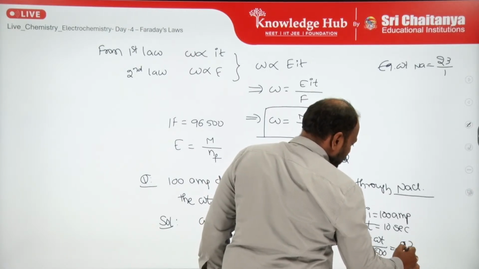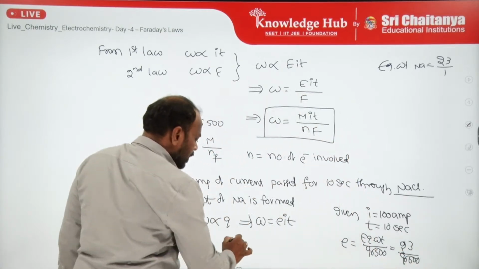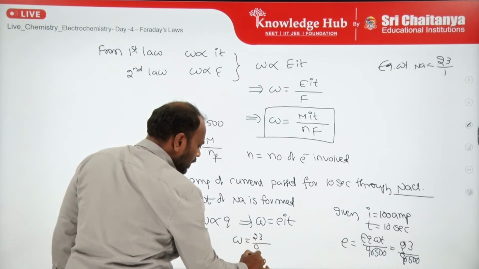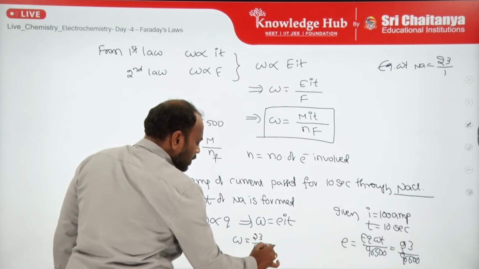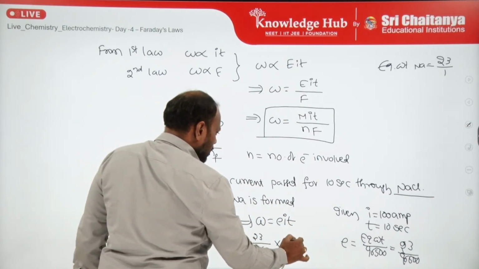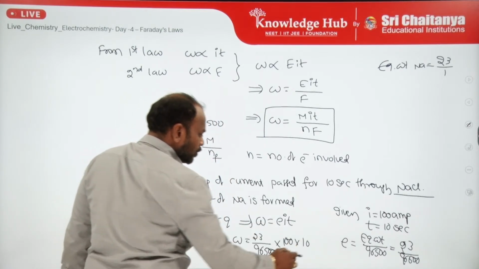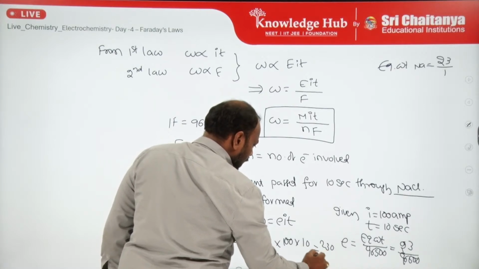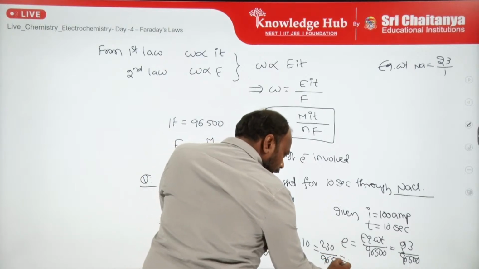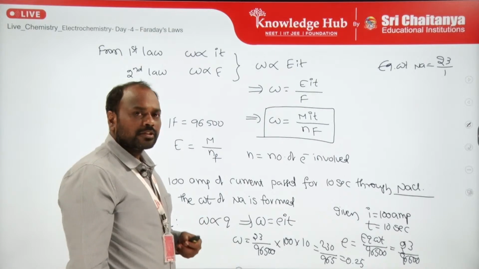23 by 96,500. Substitute this value. W is equal to 23 by 96,500 into I value 100 and time is 10 seconds. Two zeros get cancelled. 23 into 10, 230 by 965. So around 0.25 we are getting. Okay. So in this way we solve the questions.